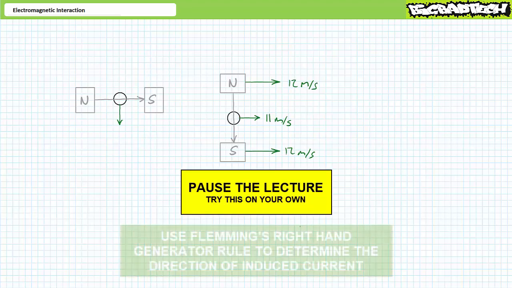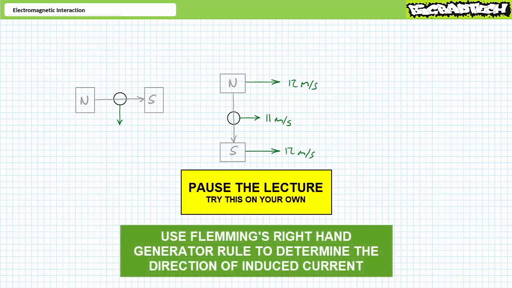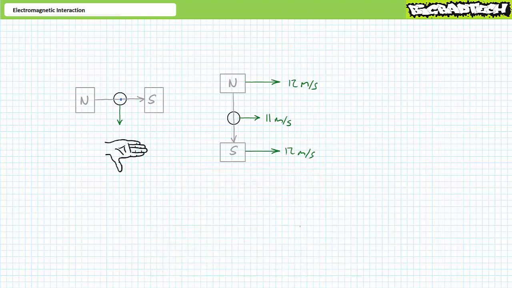By all means, pause the lecture and use Fleming's right-hand generator rule to determine the direction of induced conventional current given the indicated direction of the magnetic field and the movement exhibited. If you're tracking, you should have observed the following results. For the first scenario, the magnetic field is oriented north to south, left to right, and the conductor is being pushed downwards through it. Orient the outstretched fingers of the right hand so that the fingers point north to south.